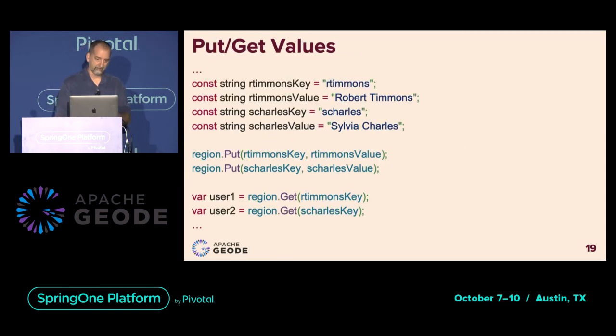All right, finally we do some work. So this is the code to put and get a couple of values. Very, very straightforward. Just a username and a full name, a username and a full name. And put value 1, put value 2, get them back, and you see these values, user 1 and user 2. When you get those back out, they definitely should equal Robert Timmons and Sylvia Charles here, respectively.